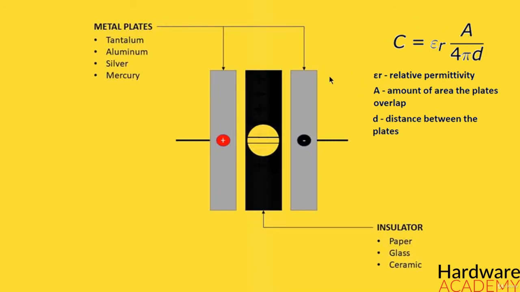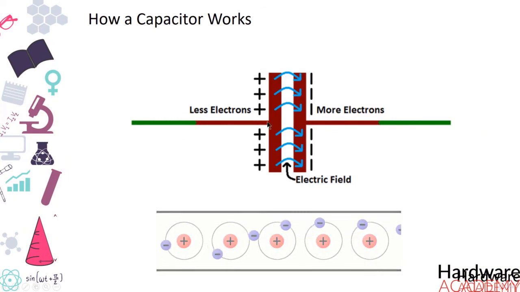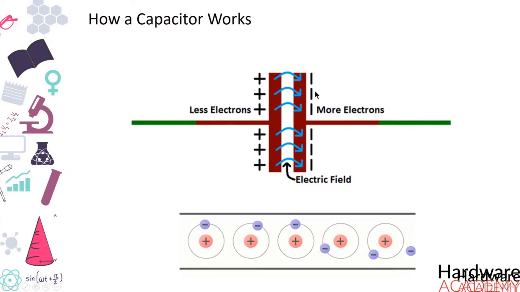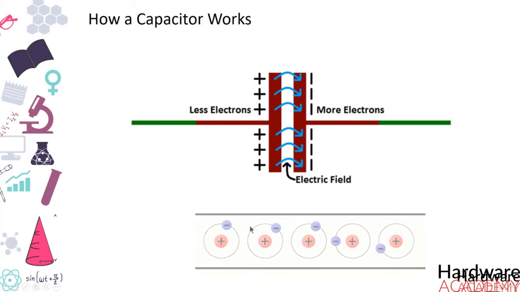Alright, so how does a capacitor work exactly? Well, as we know, electric current is the flow of electric charge, right? Which is what electrical components harness to light up or spin or do whatever they do.